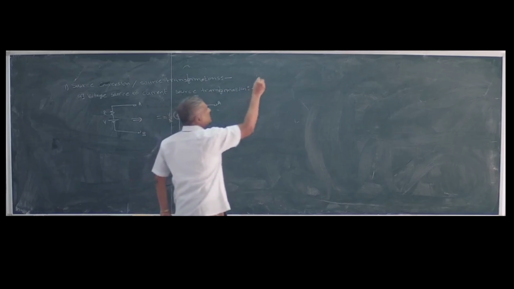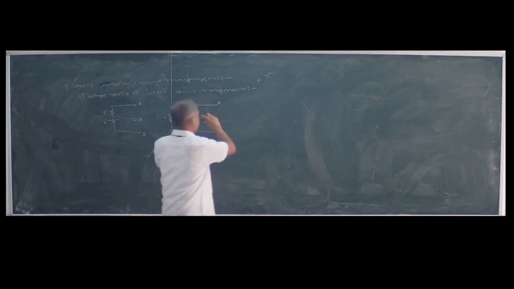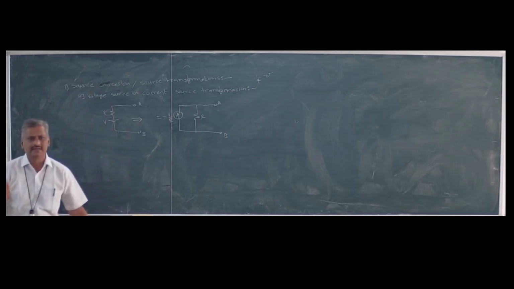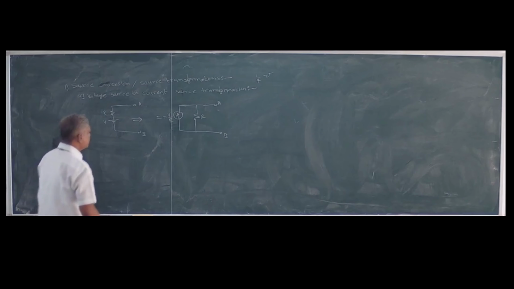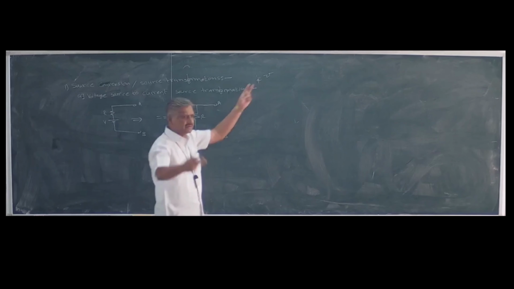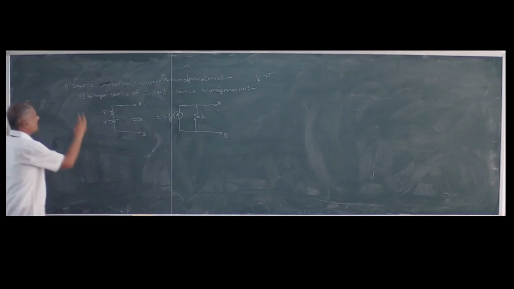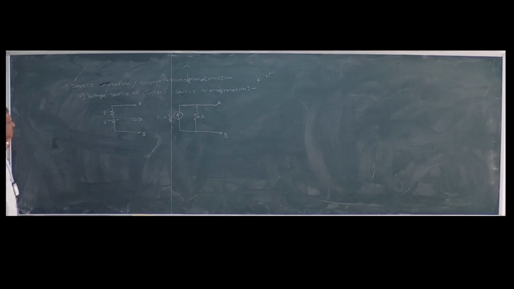It is something like this. It is 1 upon R mho. Actually, it is admittance. Whenever we are considering it in parallel, we call it admittance. But we can put it in the resistance form or in the admittance form. That depends on you. Again, I am considering it as R only. Is it right? This is voltage source to current source conversion.